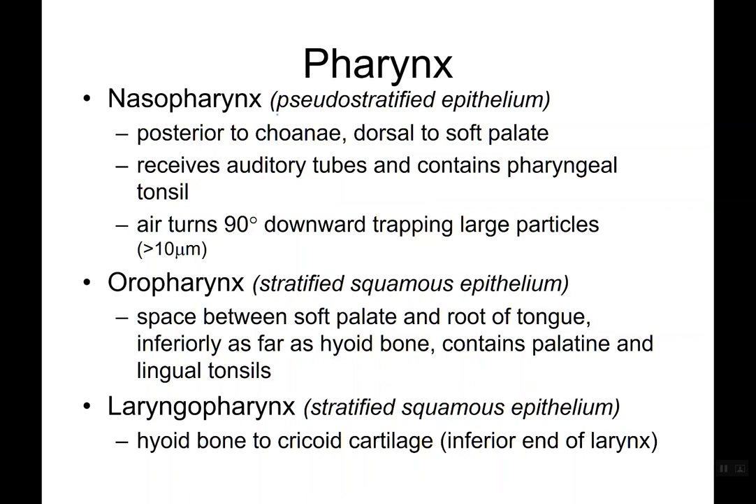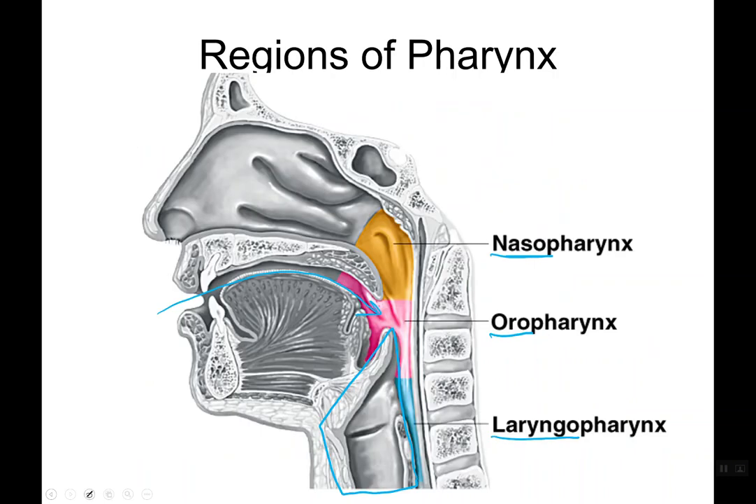So the nasopharynx is lined with pseudostratified epithelium. And again, that's so that you can move that mucus around and get stuff out of there. It's posterior to the choanae and dorsal to the soft palate. So if we go back here, we can look at that. So here's the choana, and here's the end of the soft palate. So this is the space it occupies.